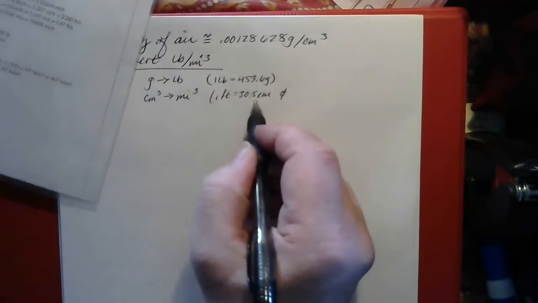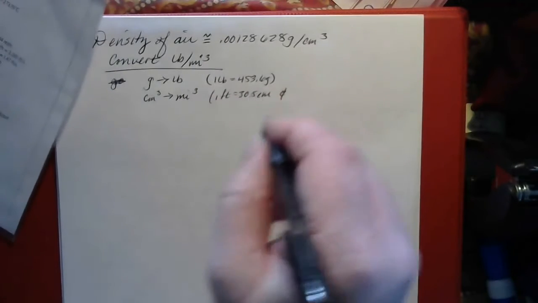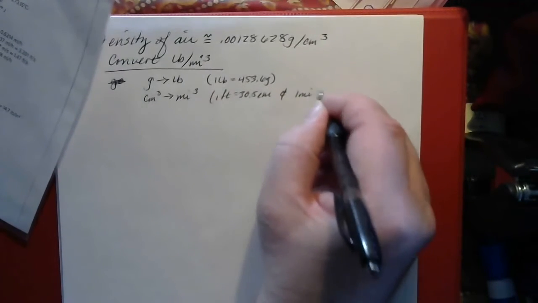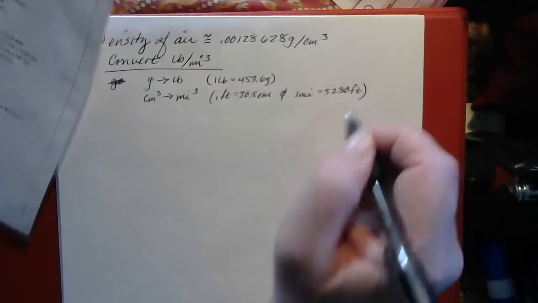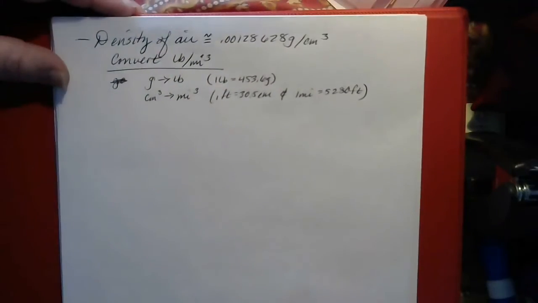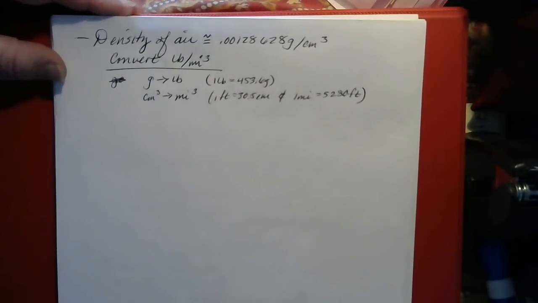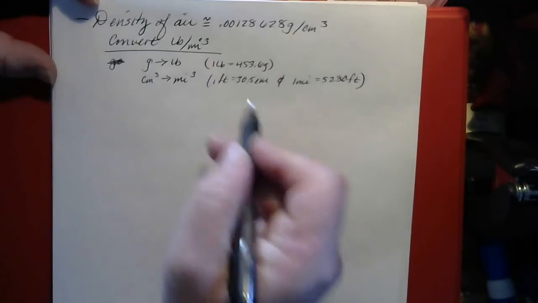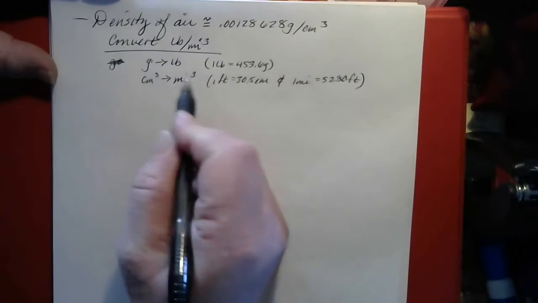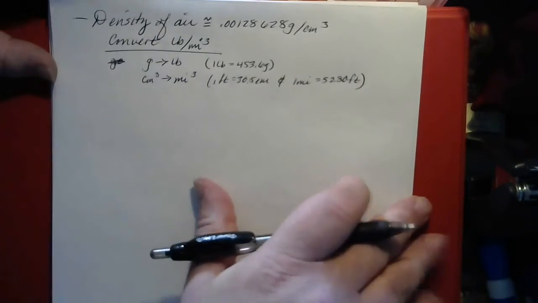So we have 1 foot is 30.5 centimeters, and 1 mile is 5,280 feet. And then we're going to have to cube those conversion factors when we actually use them, because these are one-dimensional length units, and these are three-dimensional length units.